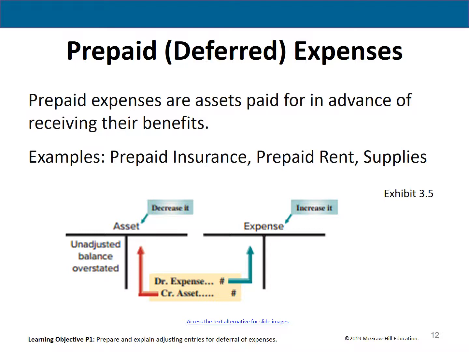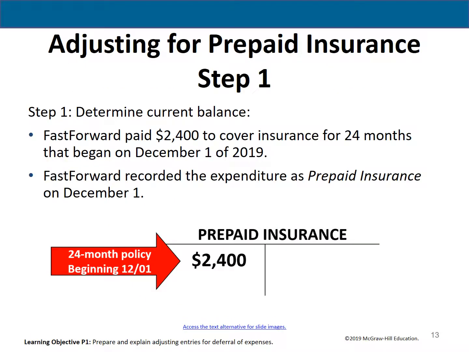We're going to end up moving the part that did become an expense into the expense T account by debiting it and decreasing the asset by crediting it. Let's take a look. Here's an example. Fast Forward paid $2,400 to cover insurance for 24 months that began on December 1st, 2019.